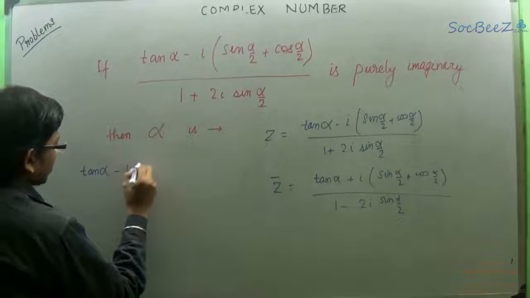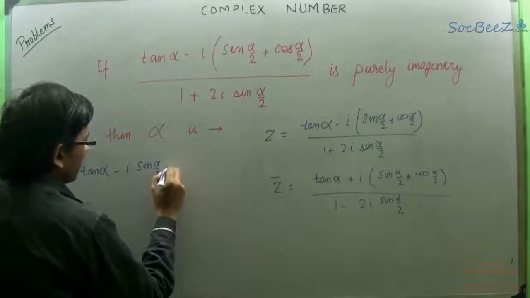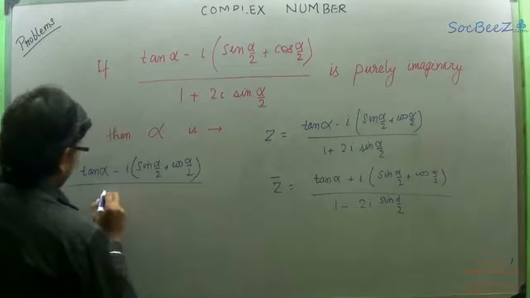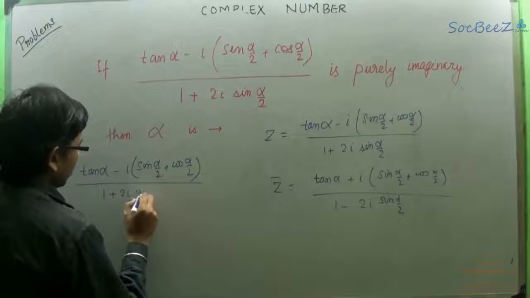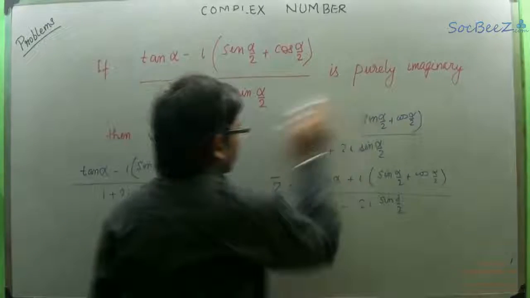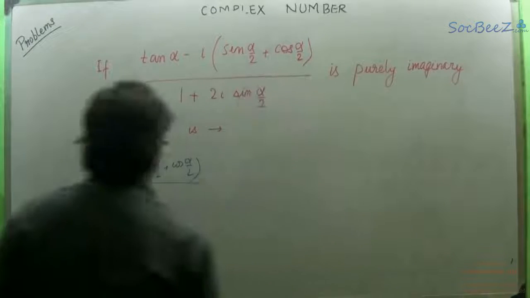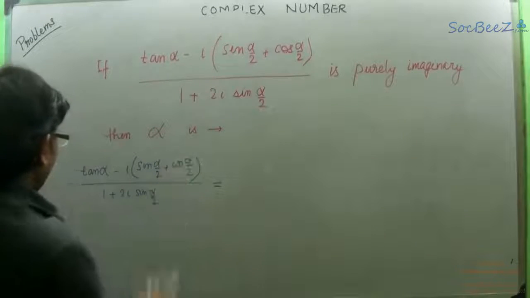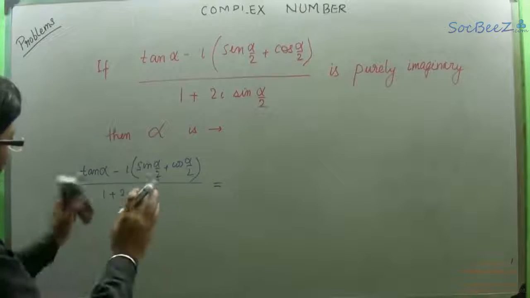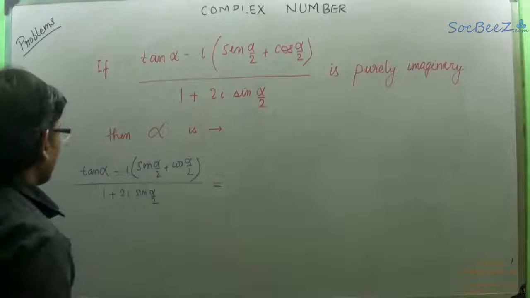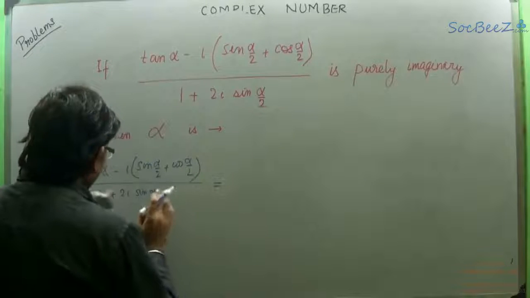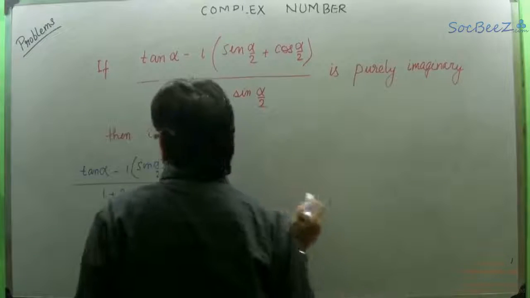Tan alpha minus i sin alpha by 2 plus cos alpha by 2 upon 1 plus 2i sin alpha by 2. For finding its real part, that means we are expressing it in terms of x plus iy, z1 upon z2. So we are going to multiply this whole expression by 1 minus 2i sin alpha by 2 upon 1 minus 2i sin alpha by 2.